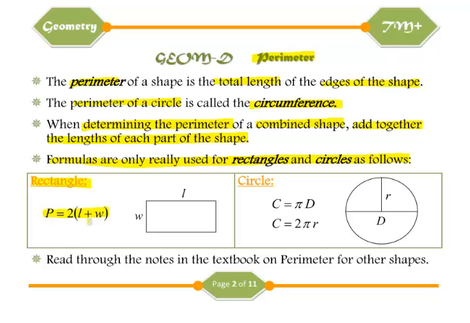Rectangle, perimeter is 2 lots of the length plus 2 lots of the width, which can be summarised as 2 lots of L plus W. Because remember, you're going all the way around the shape. For a circle, circumference or perimeter is given by pi d, where d is the diameter, or 2 pi r, where r is the radius. You might want to read through the notes in the textbook that cover perimeter on other shapes.